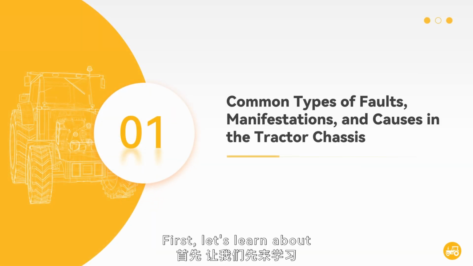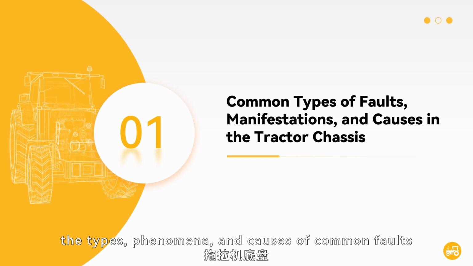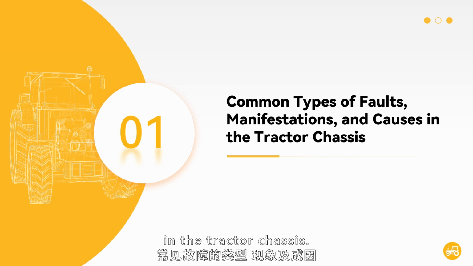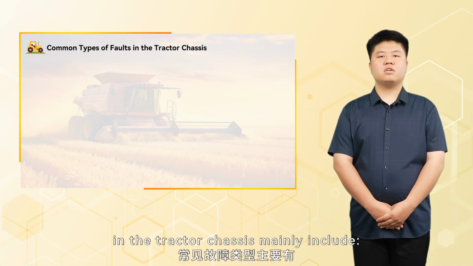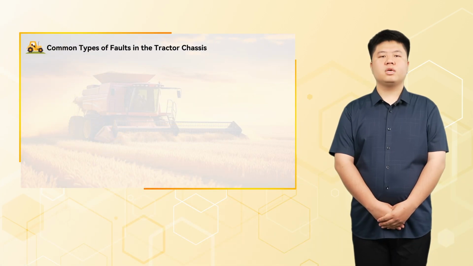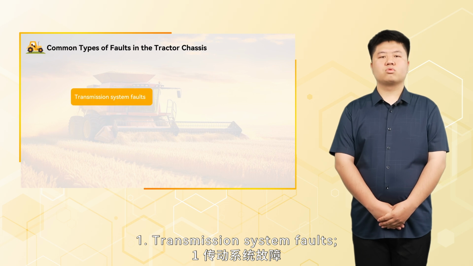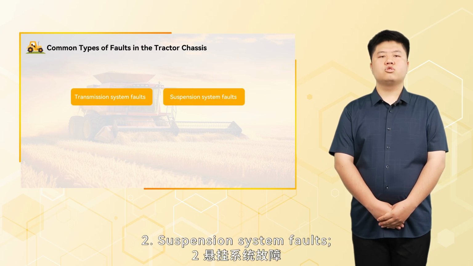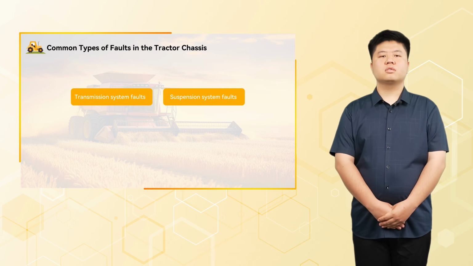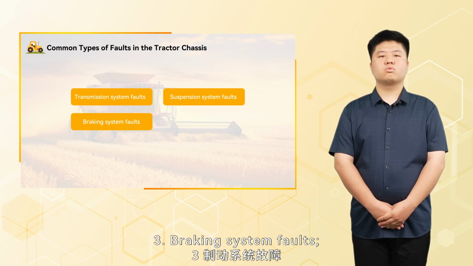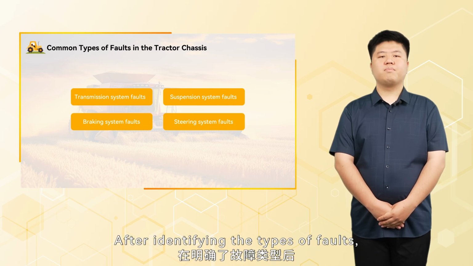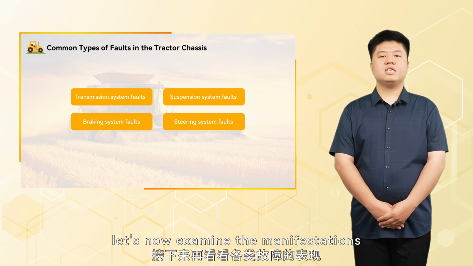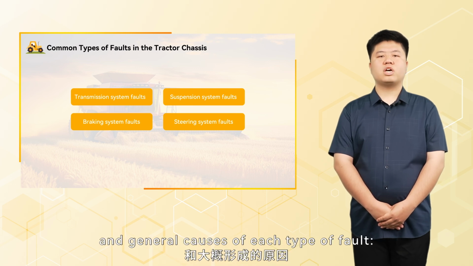First, let's learn about the types, phenomena, and causes of common faults in the tractor chassis. The common types of faults in the tractor chassis mainly include 1. Transmission system faults. 2. Suspension system faults. 3. Braking system faults. 4. Steering system faults. After identifying the types of faults, let's now examine the manifestations and general causes of each type of fault.